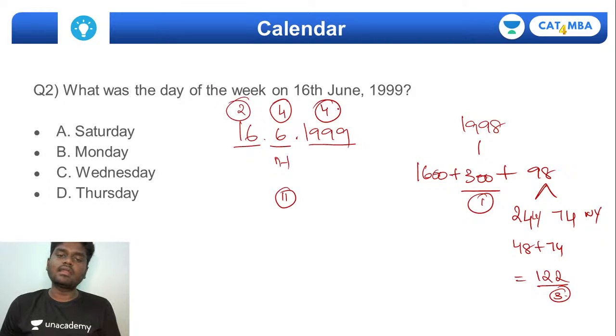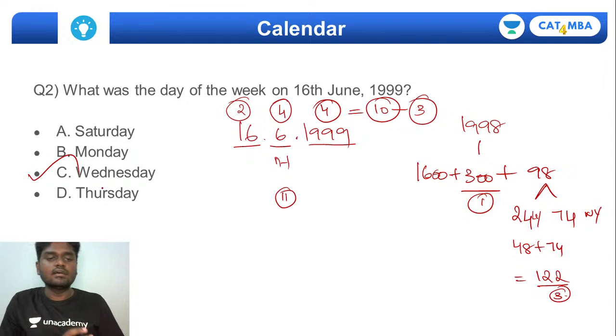That's it. So now try to add all the odd days. 4 plus 2, 6, 6 plus 2, 8, 8 plus 2, 10. So 10 means again how many odd days? 3 odd days. If it is 3, then I can 100% say that the exact day is Wednesday.